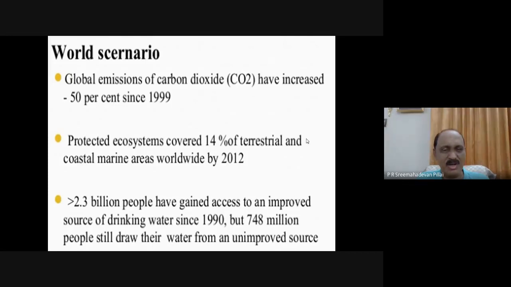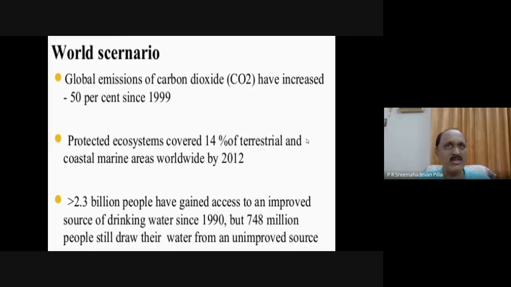Another thing is the protected ecosystems covered 14% of terrestrial and coastal marine areas worldwide by 2012. That's a positive thing. Even in Kerala, the forest area has increased by 4%. It's good. Of the state area, I mentioned in the last class that we have got a total area of 38,863 square kilometers only.